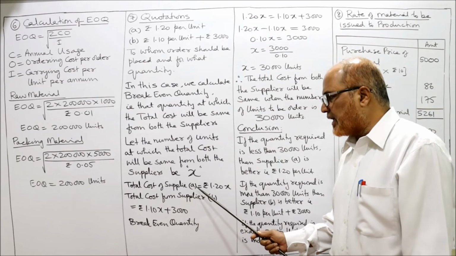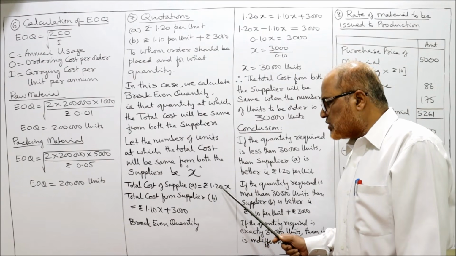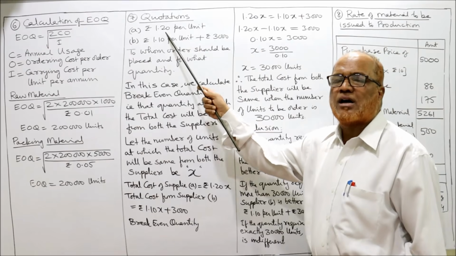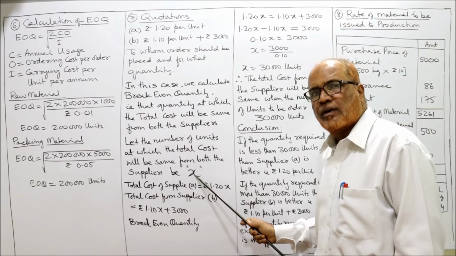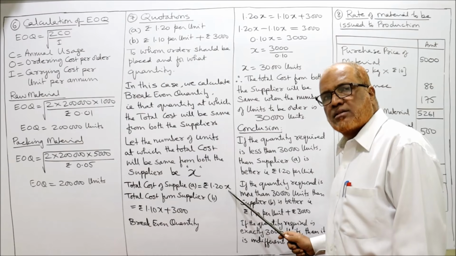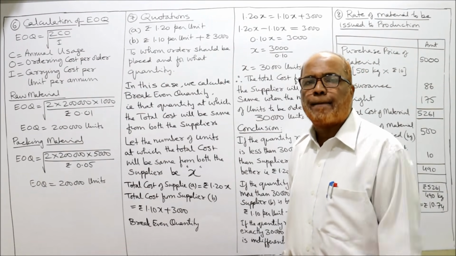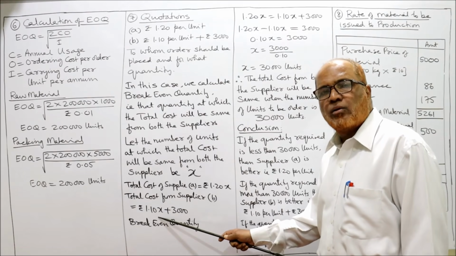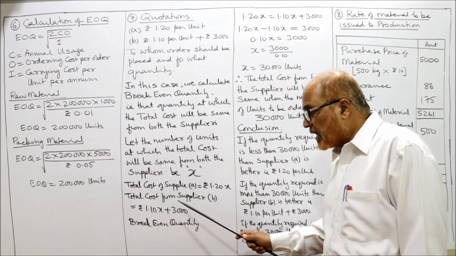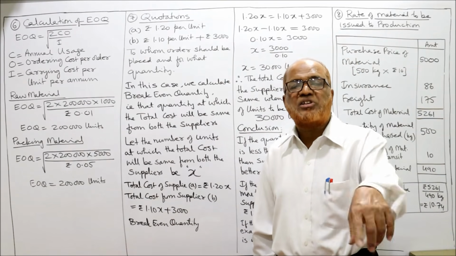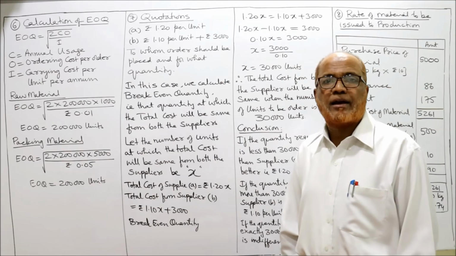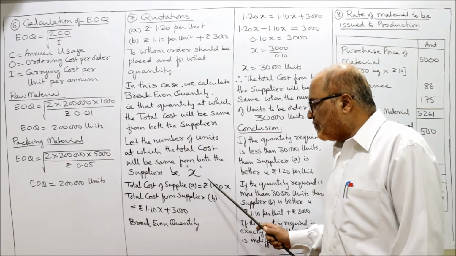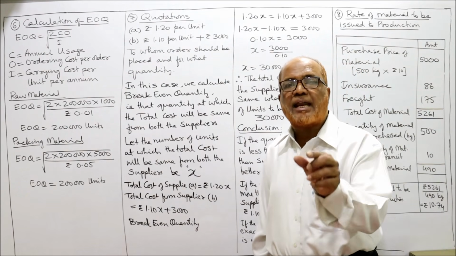Now the total cost from supplier A: rupee 1.20 into X. Each unit is 1 rupee 20 paisa. How many units are we purchasing? X units. So 1.20X is the total cost from supplier A. Now the total cost from supplier B: 1 rupee 10 paisa per unit, 1.10X plus rupees 3000. 3000 rupees are the fixed charges applied by B supplier. So 1.10X plus 3000 is the total cost from B supplier, and 1.20X is the total cost from supplier A.